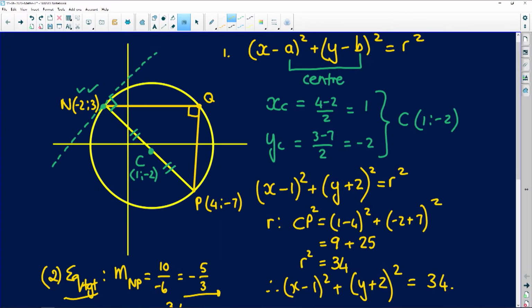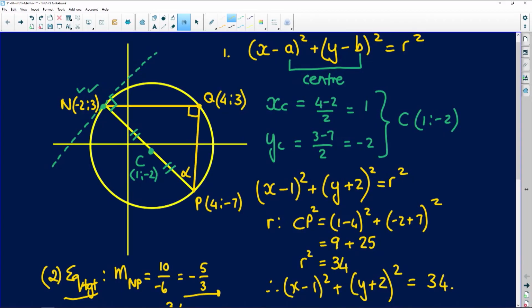NPQ. And then they tell us the coordinates of Q is 4 and 3 in the y direction. Okay, and they want the size of this angle over here. I'm going to call this angle alpha for now. They want that size over there.